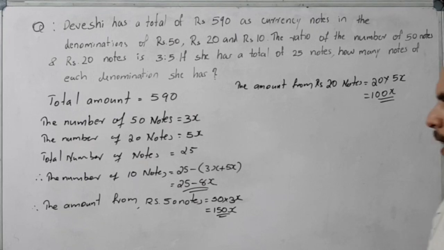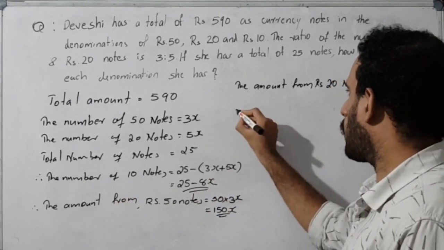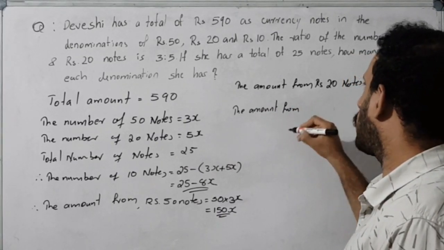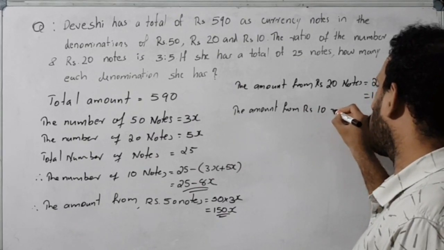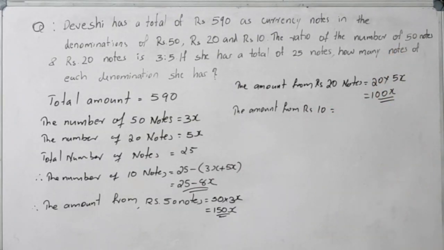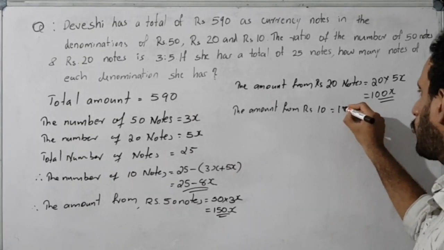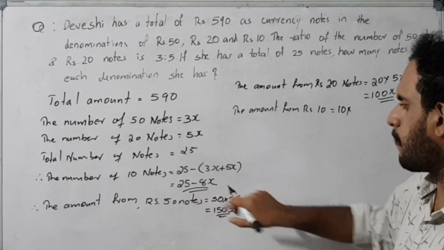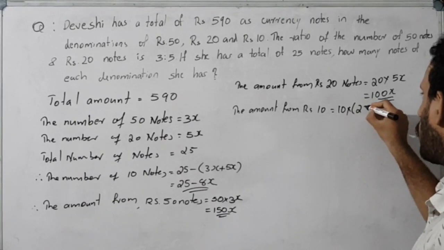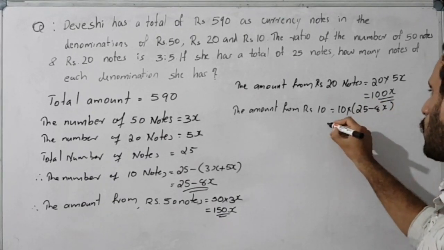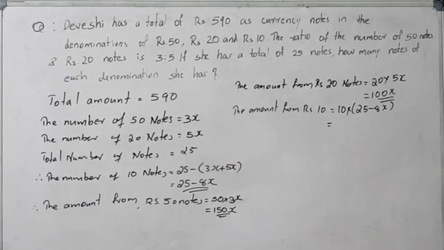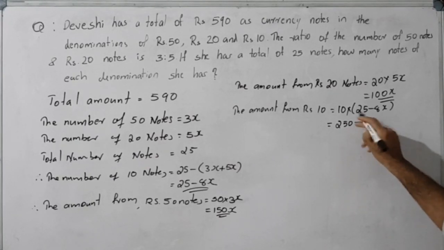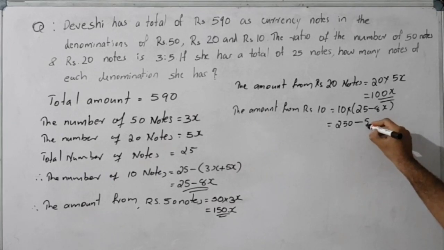Then one more is remaining. The amount we get from the 10 rupee notes. The amount from rupees 10 is equal to, how to find? 10 into, what is the number of 10 rupee notes? The number of 10 rupee notes is 25 minus 8x. That is in a bracket, 25 minus 8x. So here we need to expand the bracket. First 10 into 25. 10 into 25 is 250 minus 10 into 8x, that is 80x.